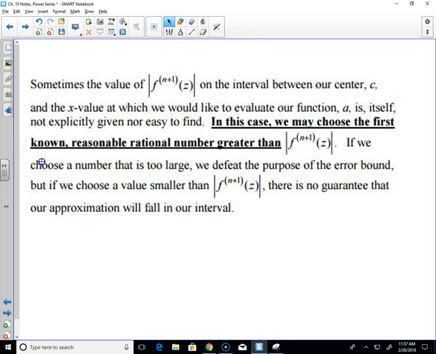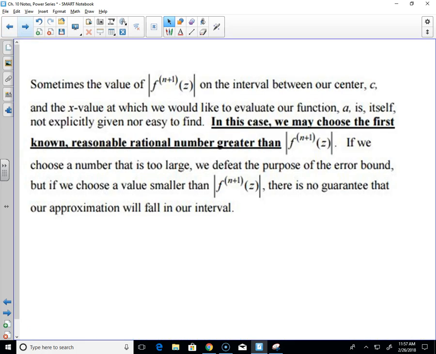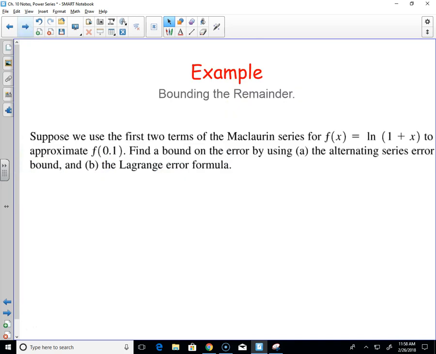But in the homework and in the notes, it's going to be a little bit confusing at times, because sometimes, even though we're looking at a certain a to b, the maximum here is not a known reasonable rational number, so we look outside that and ask, where is it maximized at a number that I do know? It would defeat the purpose of the error bound. If we go smaller and don't go bigger, then there's no guarantee that our approximation is going to be okay. So once again, just think Lagrange error bound is the worst case scenario. The z is a little bit funny, so we have to play around with the n plus first derivative, that whole maximizing idea. We have this example.